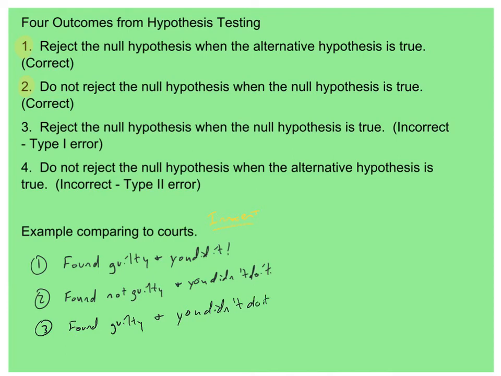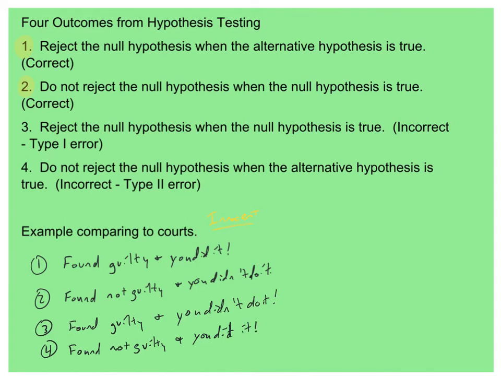And you didn't do it. Oh no. See why that one's bad? Right? That's bad. That's a type 1 error in statistics. And number 4, the last one, again, maybe you can kind of figure this one out by now. You're found not guilty, and you did it. Did it. There we go.